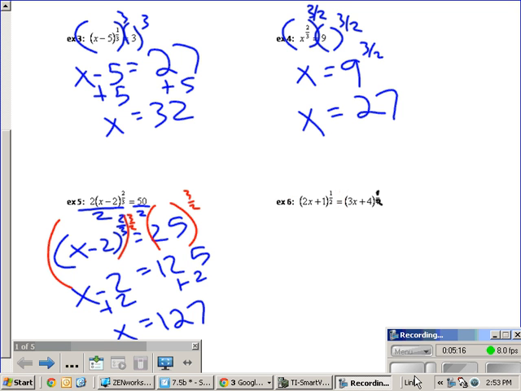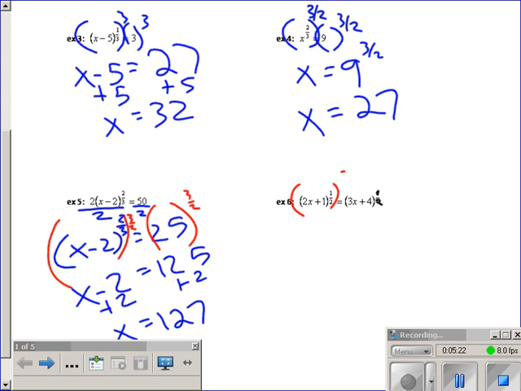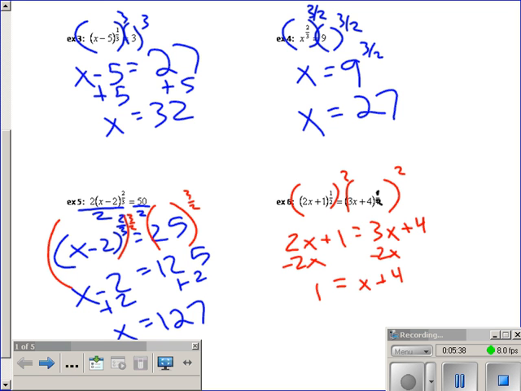Okay, we have a slight change to example 6. They both should be raised to the 1/2 power, which in that case we multiply both sides by the reciprocal. That gives us 2x plus 1 equals 3x plus 4. And then we just need to get x by itself. So I'm going to subtract 2x from both sides. 1 equals x plus 4. Then I need to subtract 4 from both sides. X equals -3.